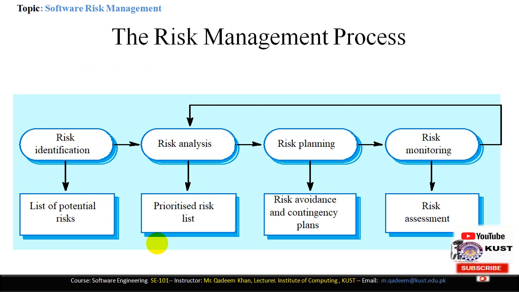This is the diagrammatical representation of the risk management process. First of all, we will identify all sorts of risk and we will document these risks in the list of potential risks. Then we will perform the risk analysis here and we will prioritize different risks based on their priorities, and also we will identify the occurrences of the risk. This will be possible only based on our experience. Then we will obtain a prioritized risk list.